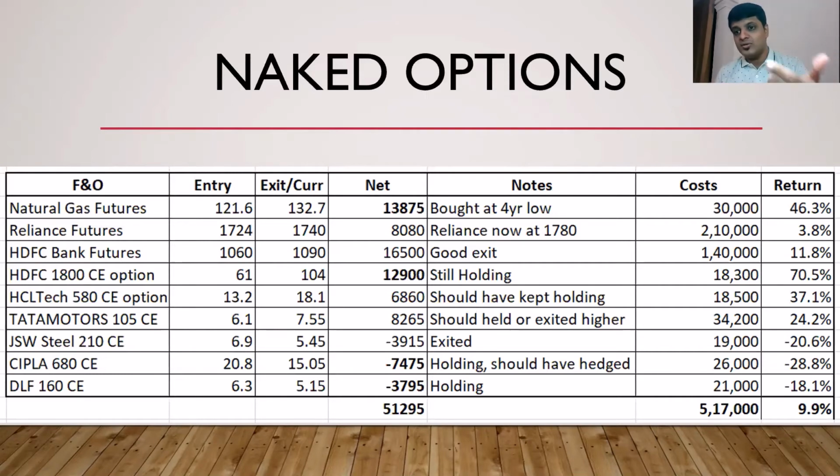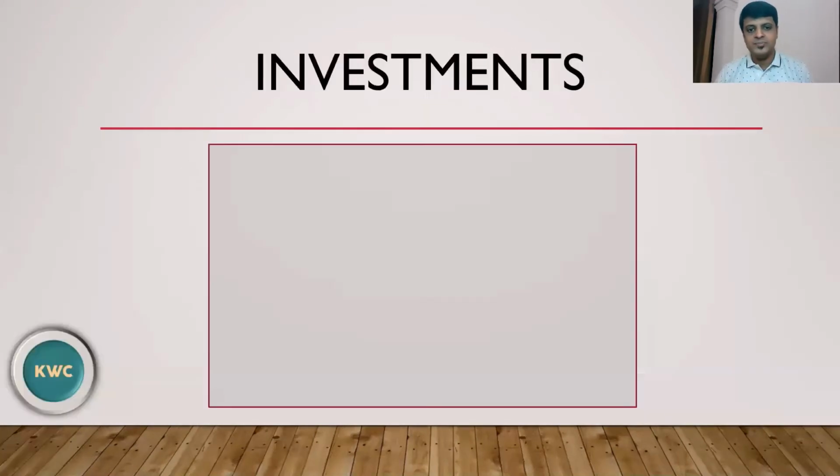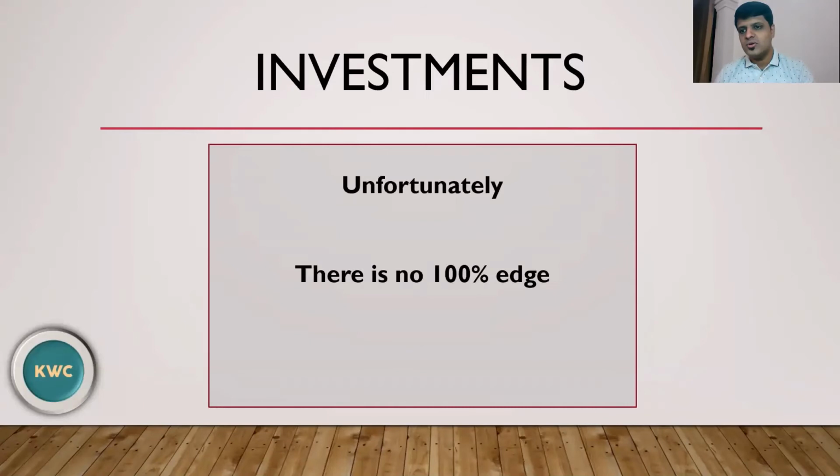In fact, out of the 9 trades I did, 3 were wrong so far. They haven't improved yet, but 3 were wrong. One of them I even exited. So the edge is never 100% for anyone, and it is always important that we hedge as well. Unfortunately, because there is no 100% edge, it's best to use hedging.